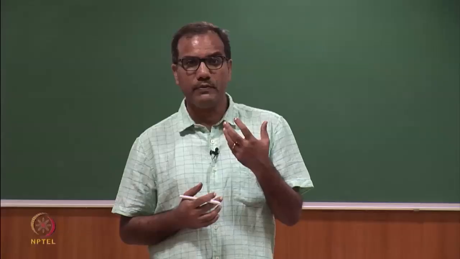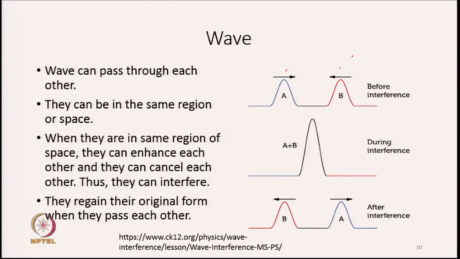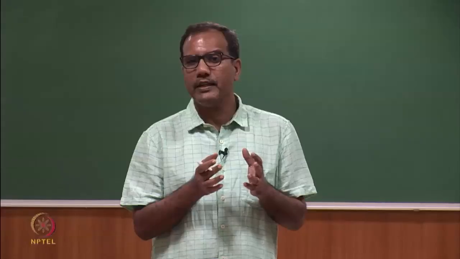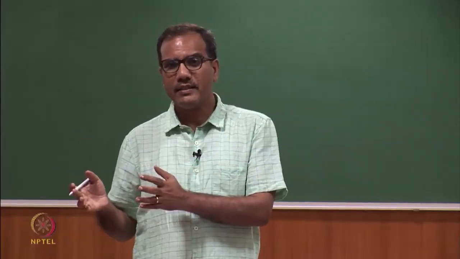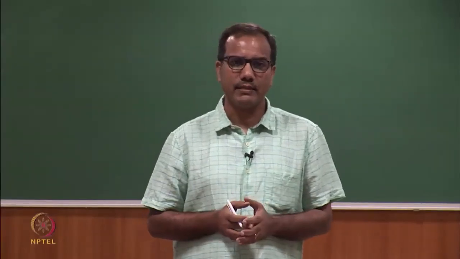Okay, so, what about waves? Waves can pass through each other. Here are two waves, A and B, moving in opposite directions. At this time they can be in the same region or the same space. When they are in the same region or space, they can enhance each other or cancel each other. In this case, two waves are enhancing each other, and that means they are interfering with each other. When they enhance, that is called constructive interference, and when they cancel, that is called destructive interference.